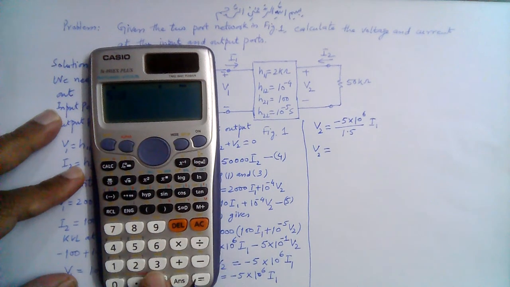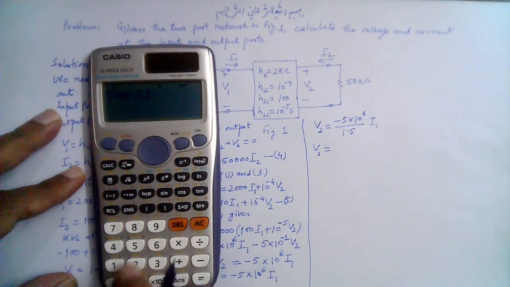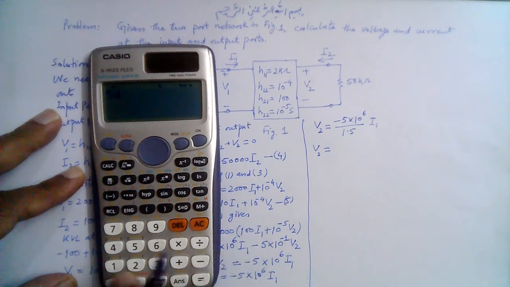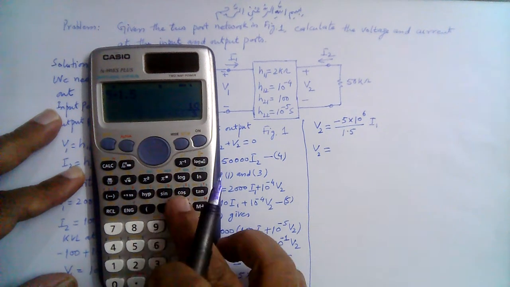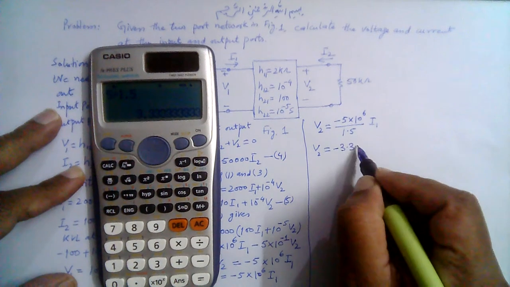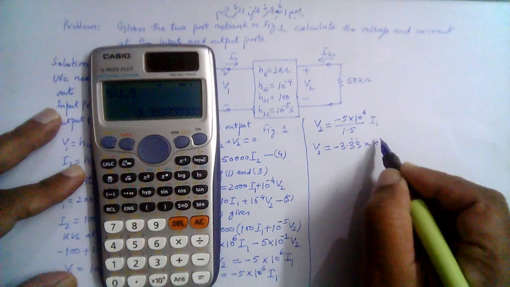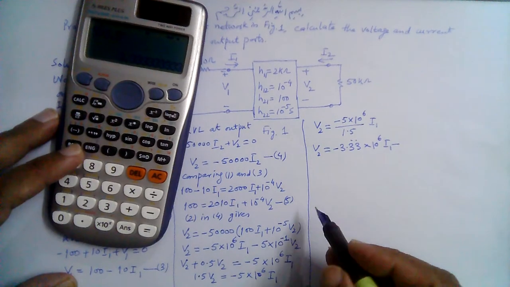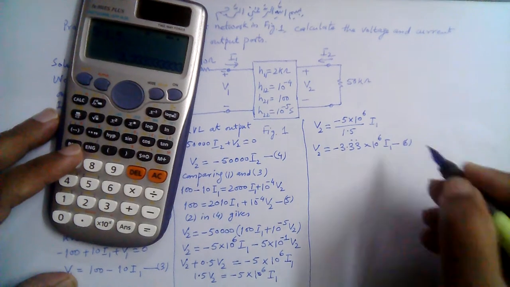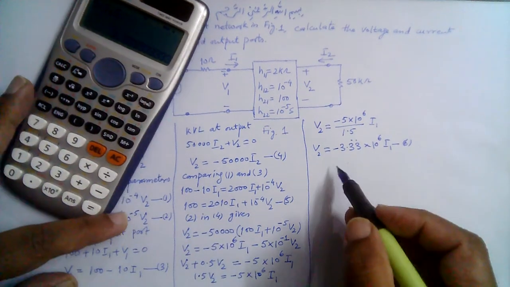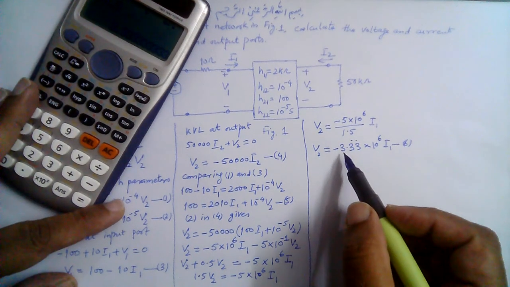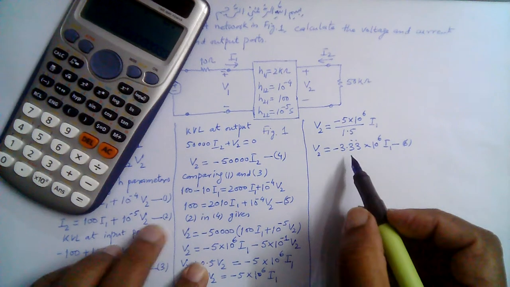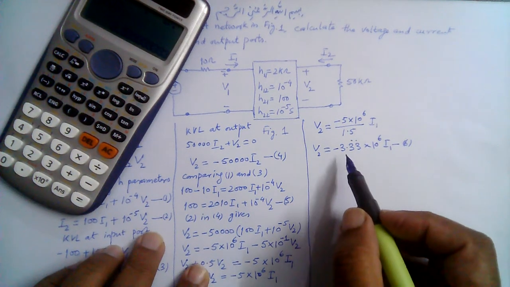So 5 into 10 power 6 divided by 1.5, that leaves us 5 divided by 1.5, so that is 3.33 minus 3.333 into 10 power 6 I1. Let me call this equation number 6. So we now have V2 is equal to minus 3.33 into 10 raised to the power 6 I1. So we have expressed V2 in terms of I1, right?